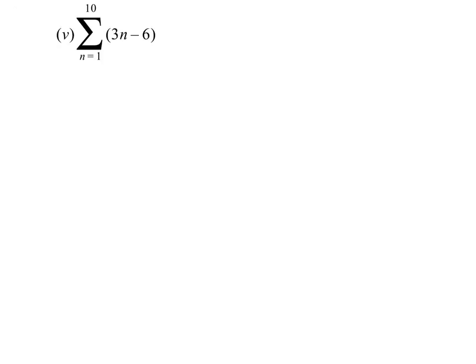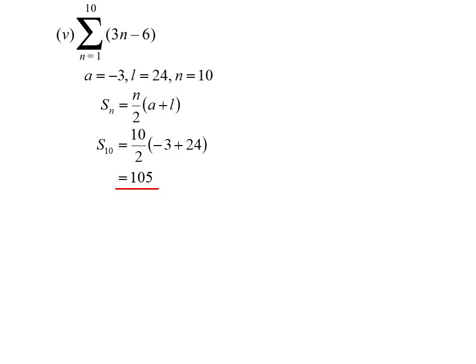Here's one that's in sum notation. So n equals 1 to 10. There's the general term, 3n minus 6. I can find the first term, sub in 1. I can find the last term because they've told me there's 10 terms all up. And we know there's 10 terms. Let's use the a plus l formula. Subbing in, there's our answer.